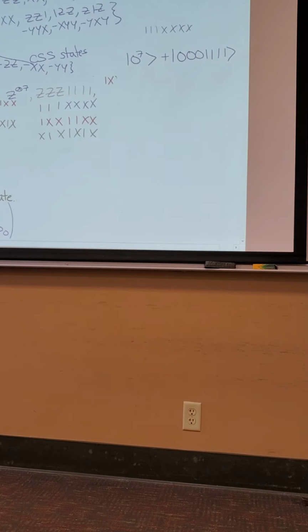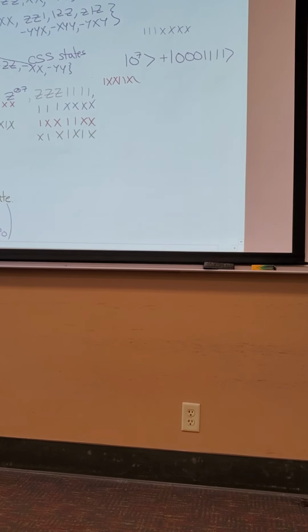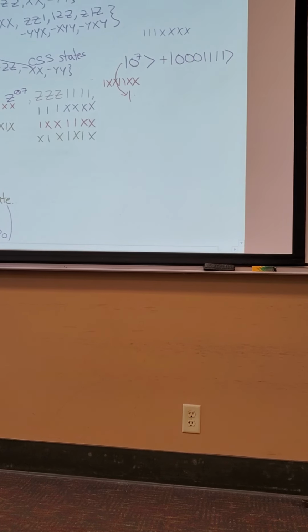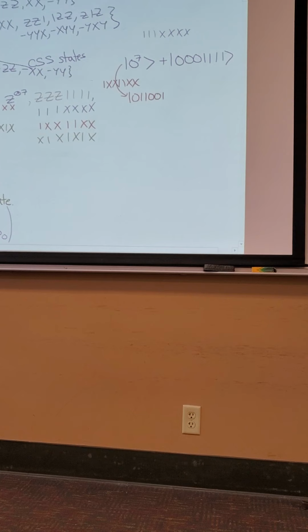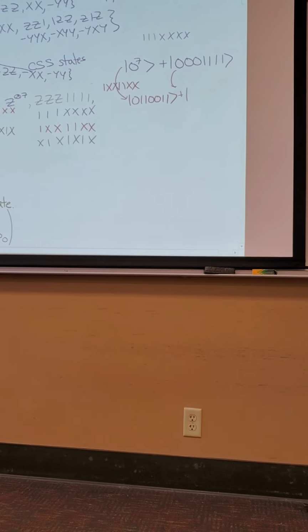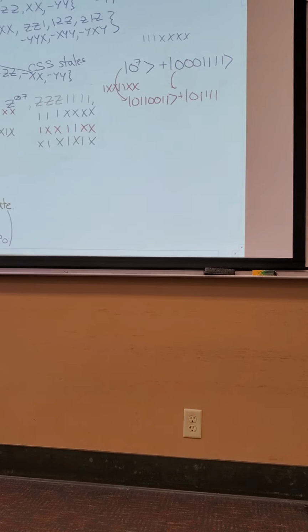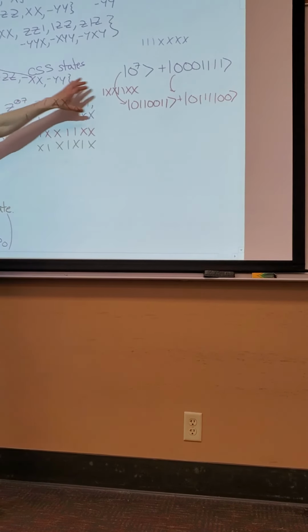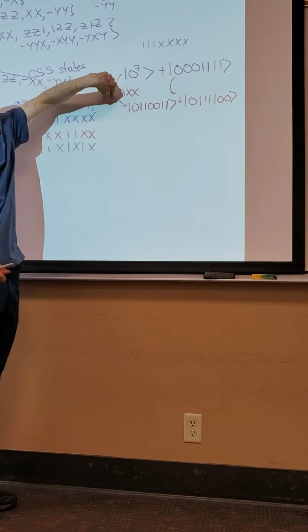IXX, IIXX. And so therefore I made each of these terms, I added 0, 1, 1, 0, 0, 1, 1, and I did the same thing to this term, so I added 0, 1, 1, 1, 1, 0, 0. Okay, so now I have 4 terms in superposition, and I've accounted for 2 x stabilizers.